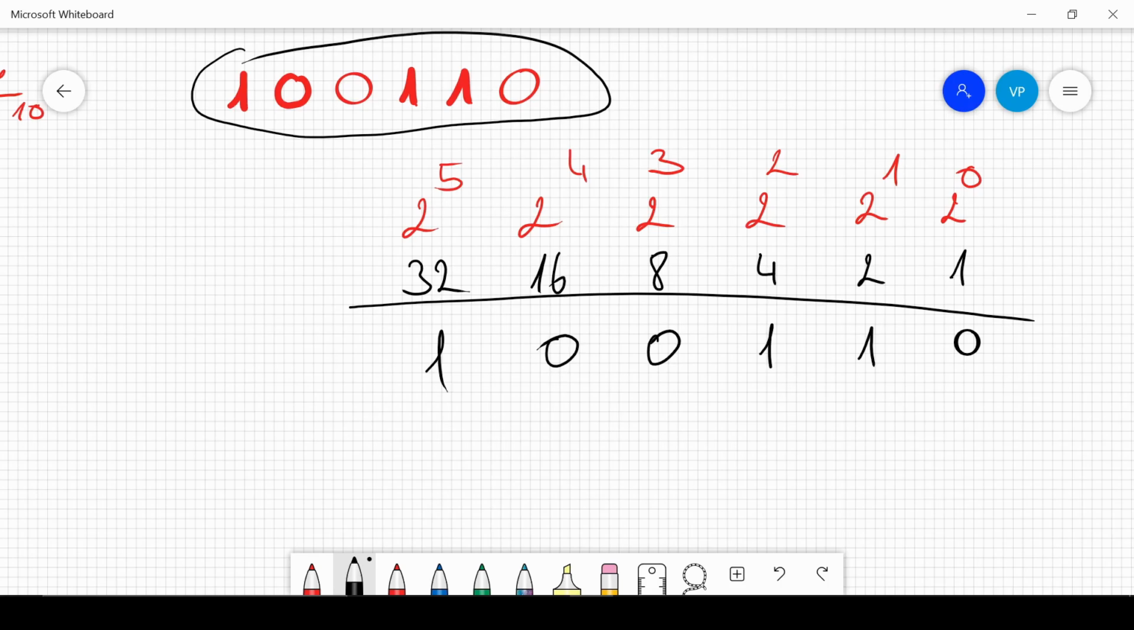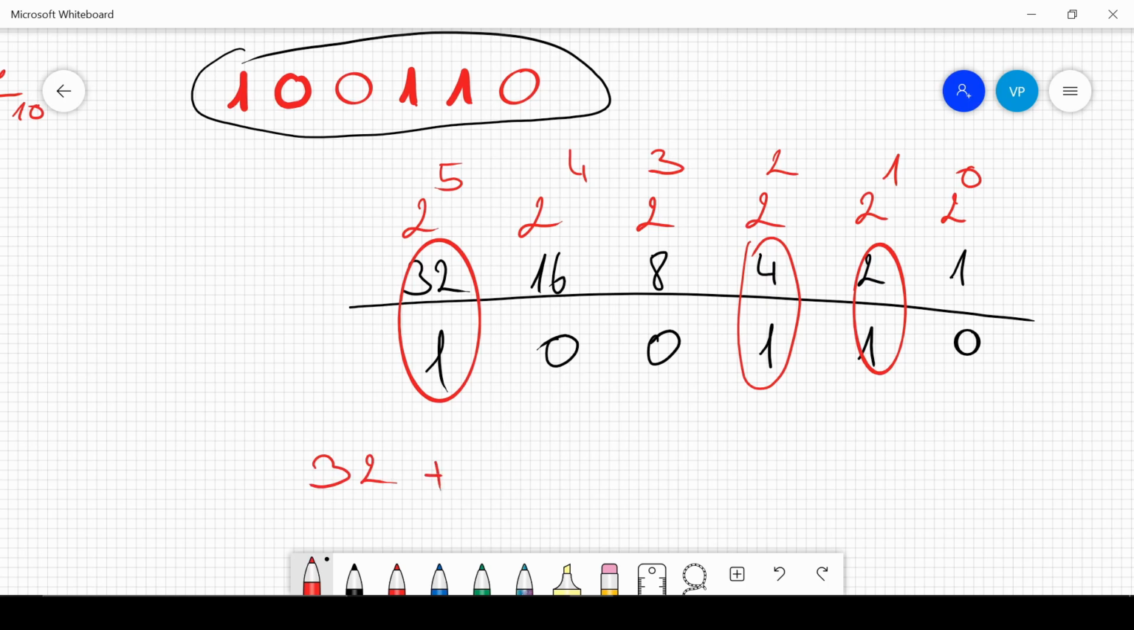Let's add up the numbers that we have and leave those ones that we don't have out. So we add number 2, number 4 and number 32, and this will be 32 plus 4 plus 2 is the same as 38. I hope that this explained how we convert decimal to binary and vice versa.